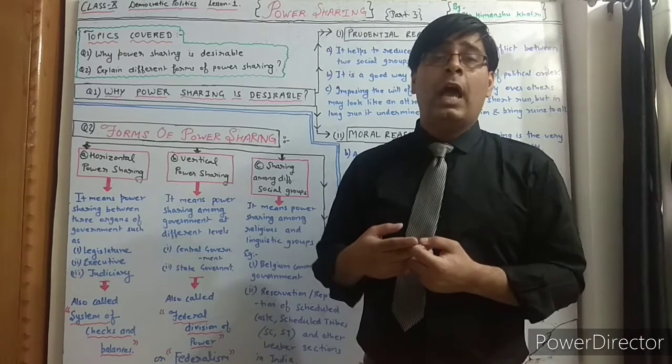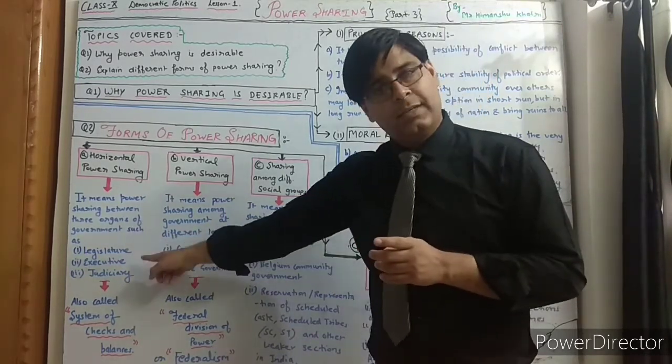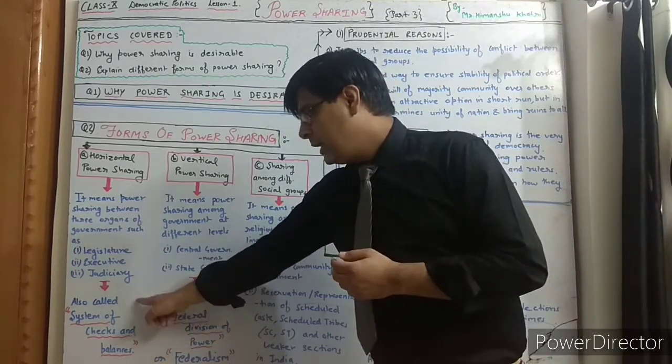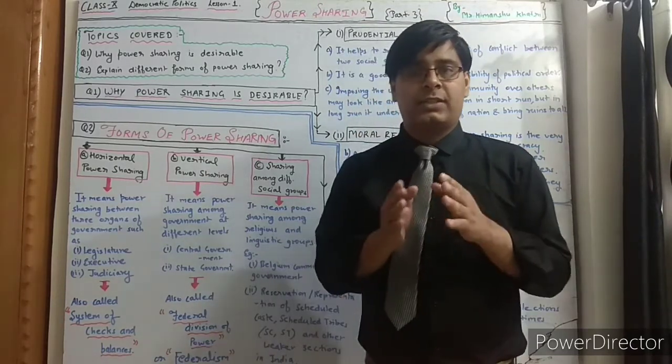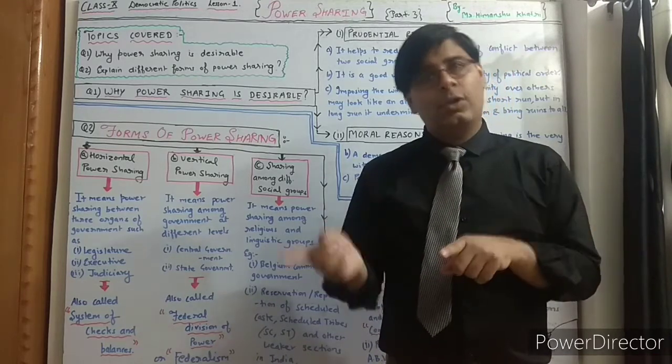power is being shared among different organs of the government. This is clear? Now, one mark question or 3 mark question. It is also called the system of checks and balances. Checks, check मतलब क्या है? Control. And balance. I told now.